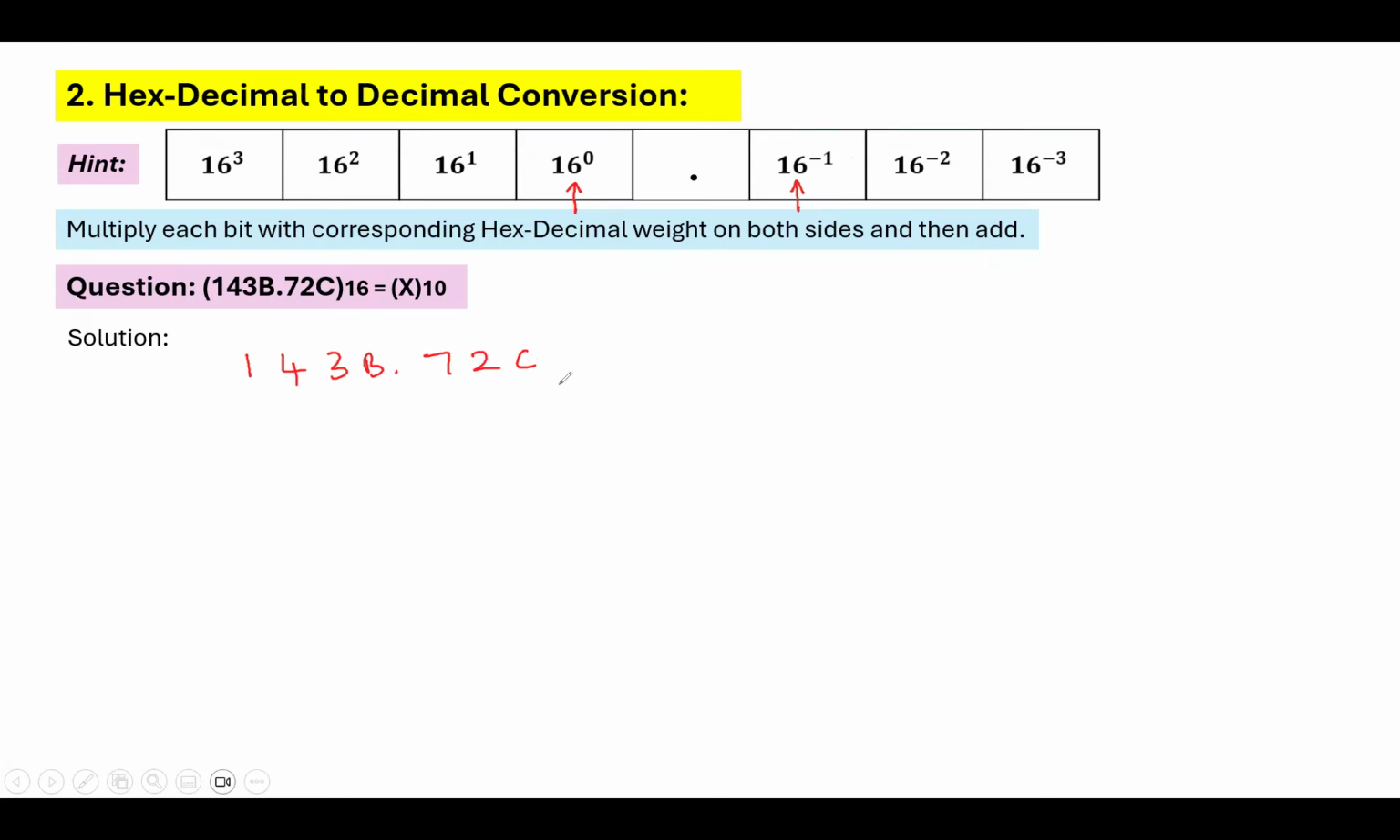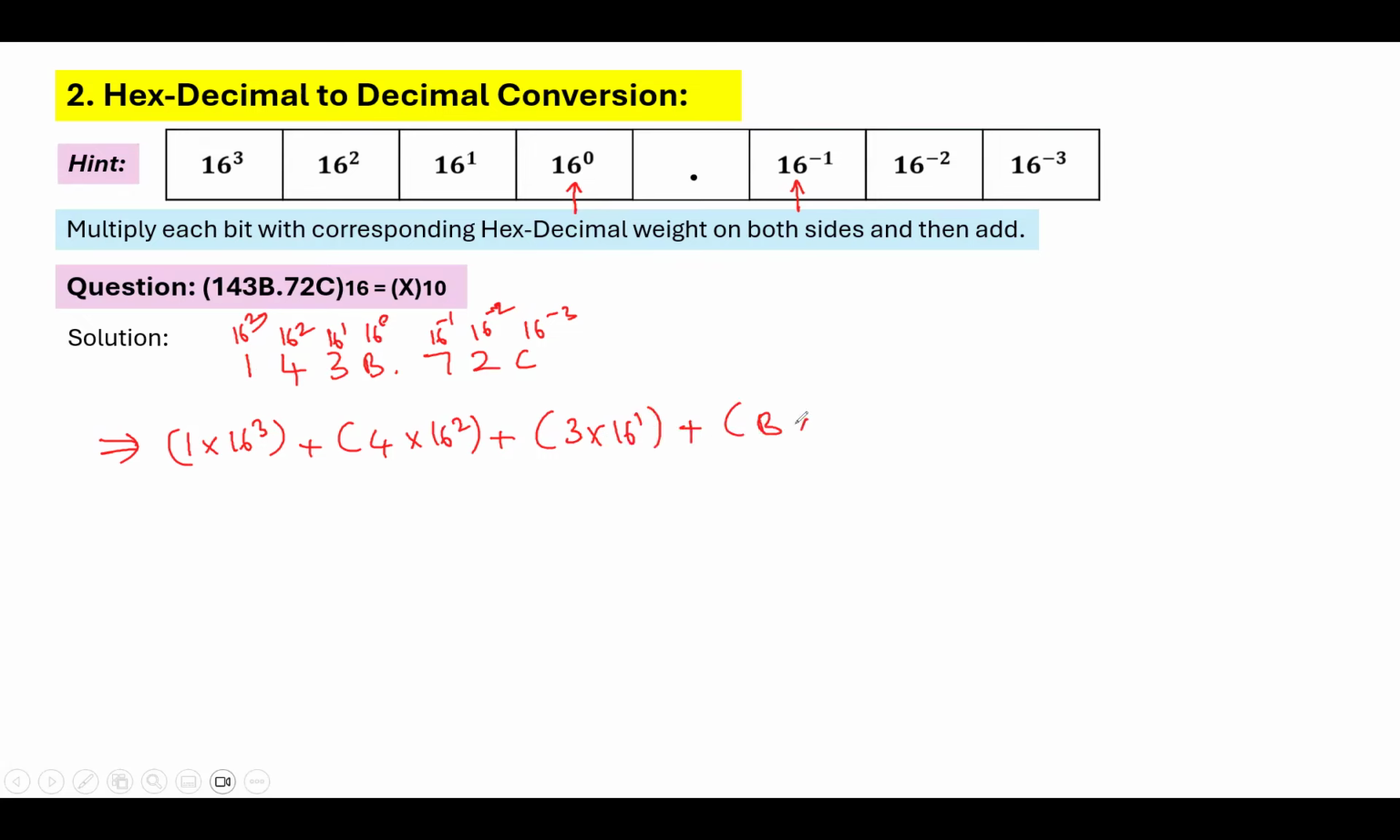Now let us take the given number 143B.72C. This is our hexadecimal number. We should apply the hexadecimal weights: 16 power 0, 16 power 1, 16 power 2 and 16 power 3, 16 power minus 1, 16 power minus 2, 16 power minus 3. Multiply each digit with the corresponding weight and then add. So 1 into 16 power 3 plus 4 into 16 power 2 plus 3 into 16 power 1 plus B into 16 power 0 plus 7 into 16 power minus 1 plus 2 into 16 power minus 2 plus C into 16 power minus 3.